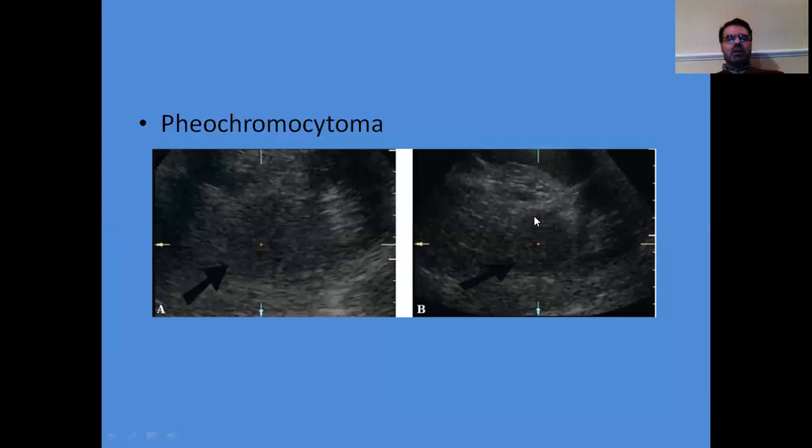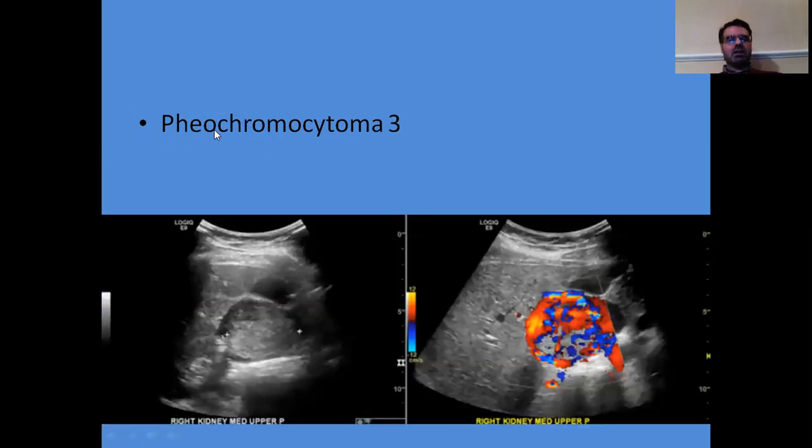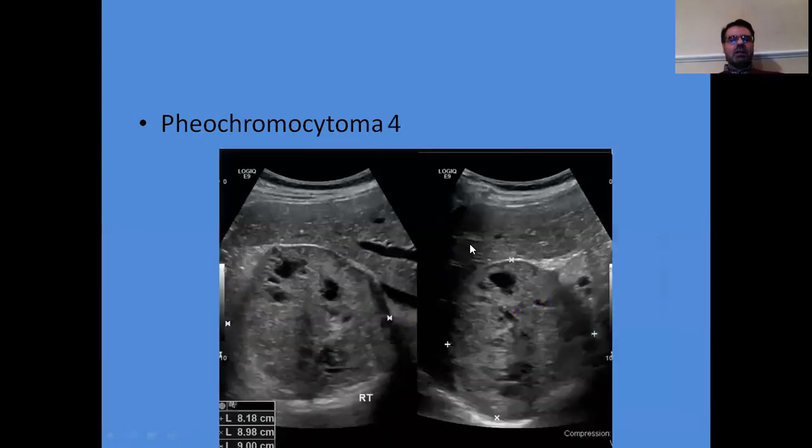This is a hypoechogenic pheochromocytoma. Another example of pheochromocytoma with possible internal echogenicities and possible calcifications. This is another pheochromocytoma with hypervascularity. This is a huge mass next to the liver, which was diagnosed as pheochromocytoma with areas of cystic necrosis.